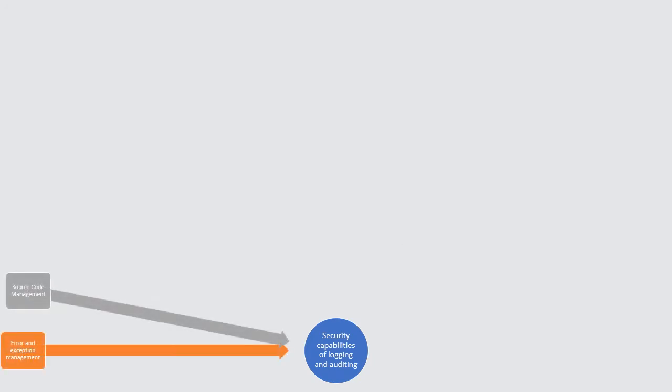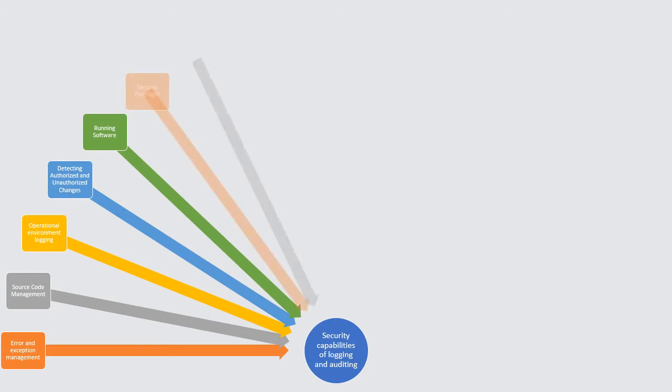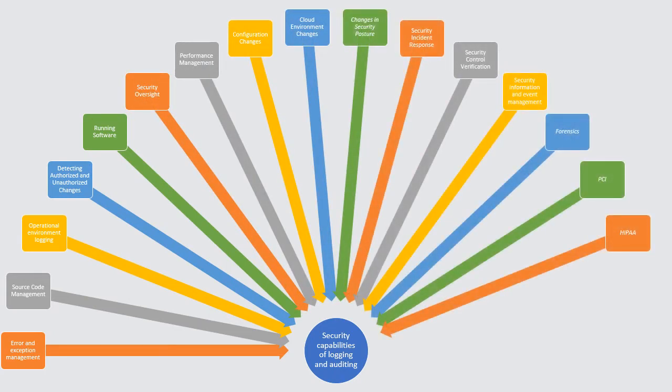Security capabilities of logging and auditing are error and exception management, source code management, operational environment logging, detecting authorized and unauthorized changes, running software security oversight, performance management, configuration changes, cloud environment changes, changes in security posture, security incident response, security control verification, security information and event management, forensics, PCI, HIPAA, MARS, and Omnibus.